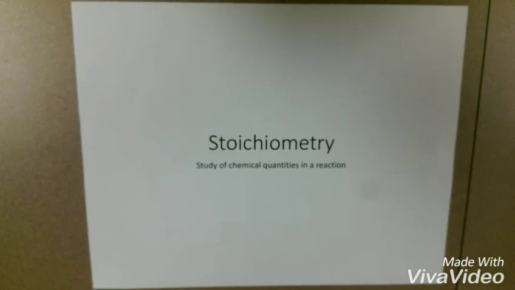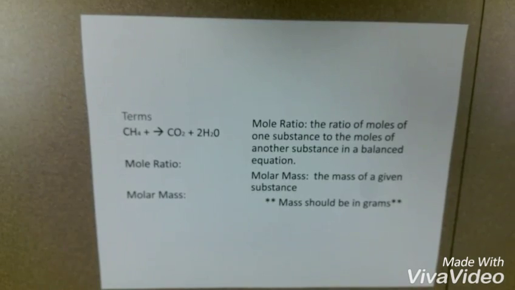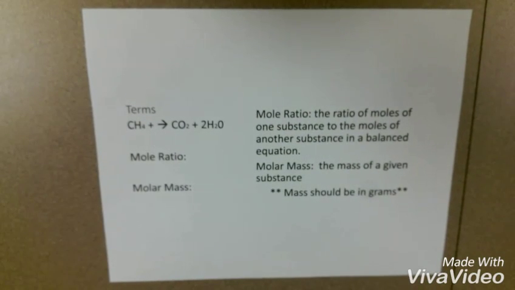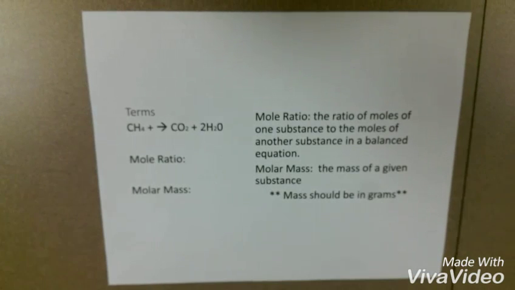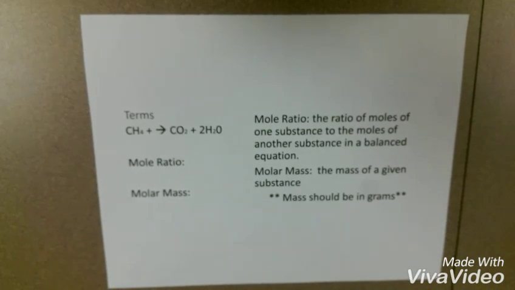This video is on stoichiometry, which is the study of chemical quantities in a reaction. Some review terms you need to remember for stoichiometry are mole ratio and molar mass. Mole ratio is the ratio of moles of one substance to the moles of another substance in a balanced equation.